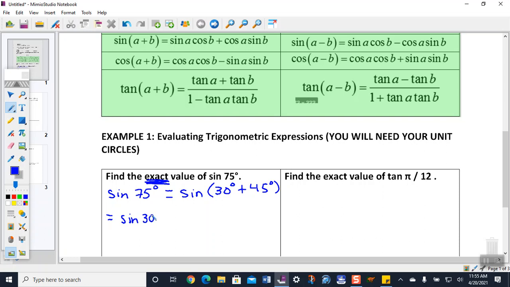Okay, times what? Cosine. Cosine of the second angle, which would be cosine of 45, plus, okay, cosine 30 times sine 45.